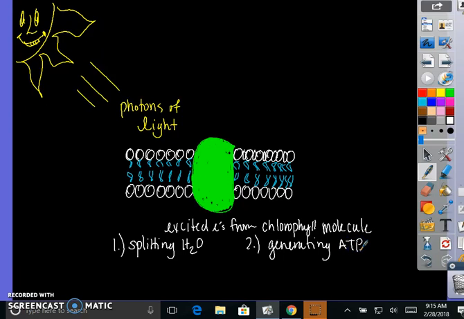For the next part of our lecture, I'm going to pull up a simulation that details the splitting of water and the generating of ATP. And don't let me forget, I need to mention this electron carrier, NADP plus, becoming NADPH, because its job is hugely important. So let's take a look at that simulation.